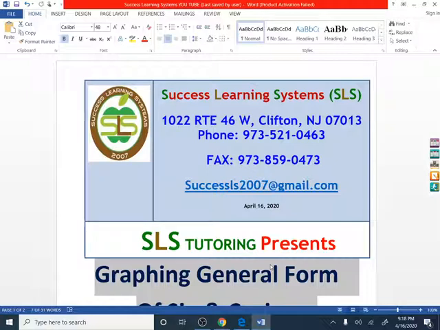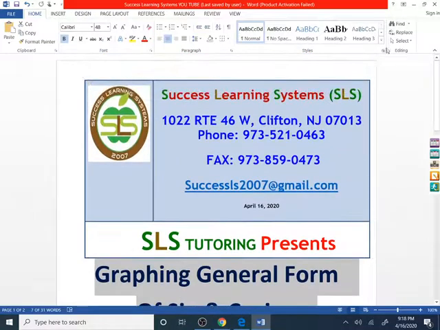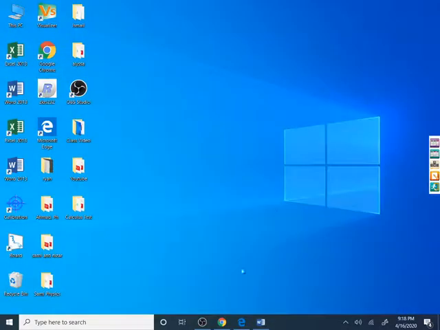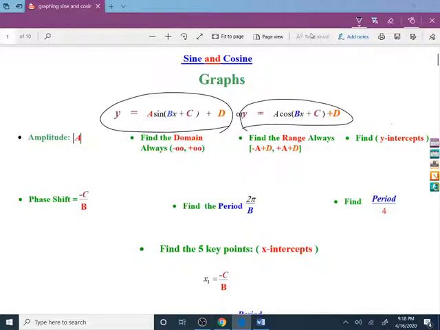Always, as we said before, we need 5 points to be able to graph the sine and cosine. This is our class. This is what I mean by the general form. This is my sine function, and this is my cosine function. What's the difference between this and yesterday's video?